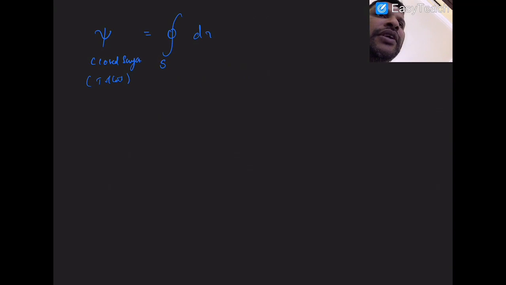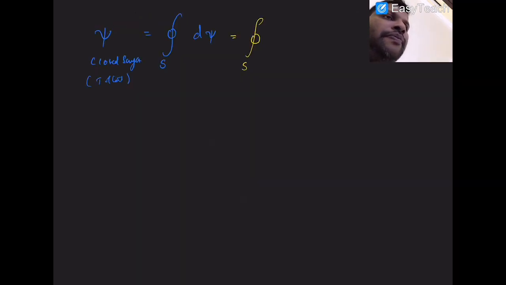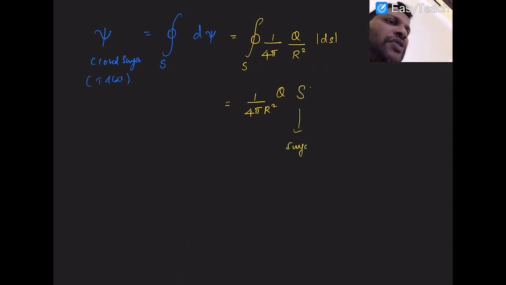Okay, then dψ. So what we will be getting? This will be equal to the integral over the closed surface of 1 by 4π, Q divided by r square into the magnitude of dS. So you will get it as 1 by 4π r square into Q into the integral of dS, which means it is the surface area S. So this is the surface area of the sphere.